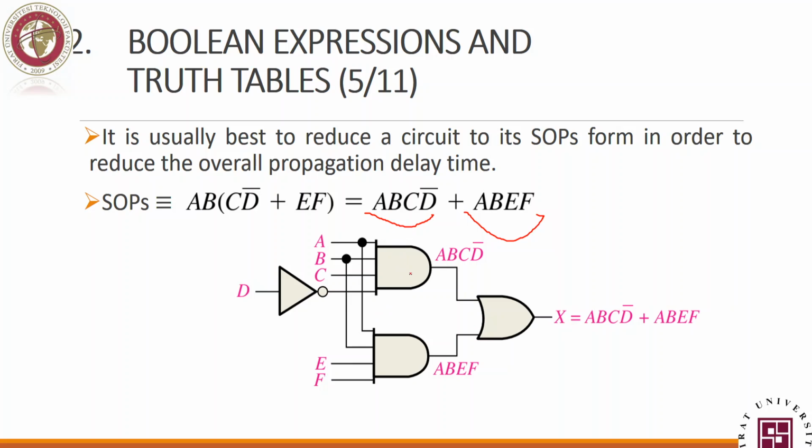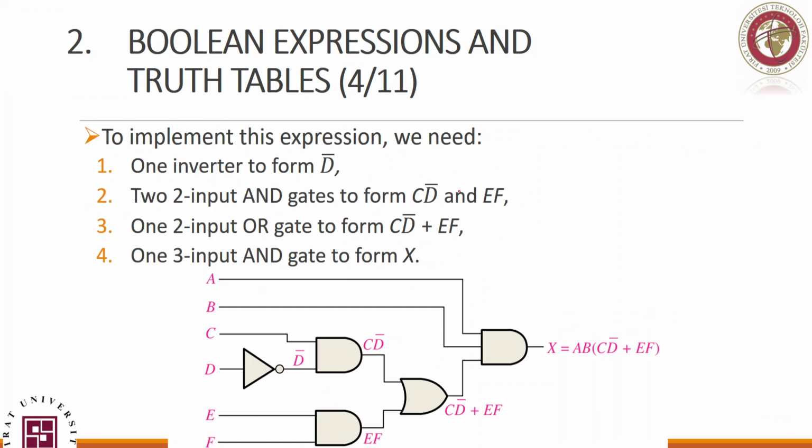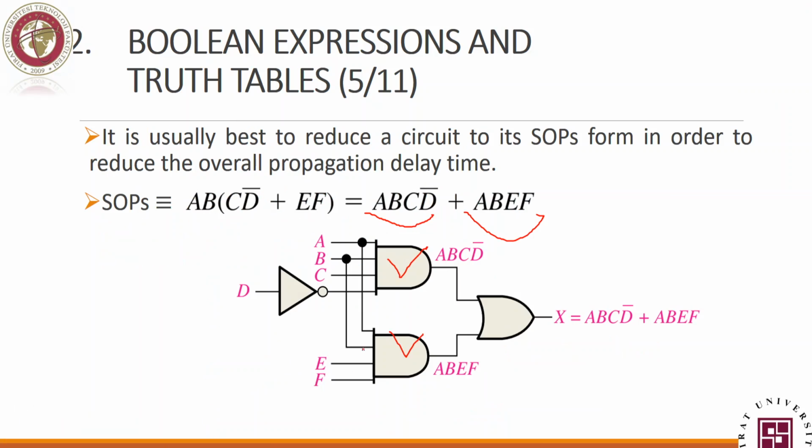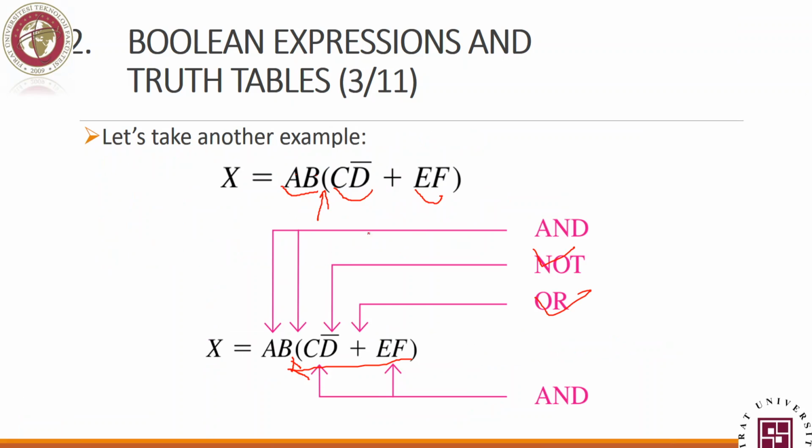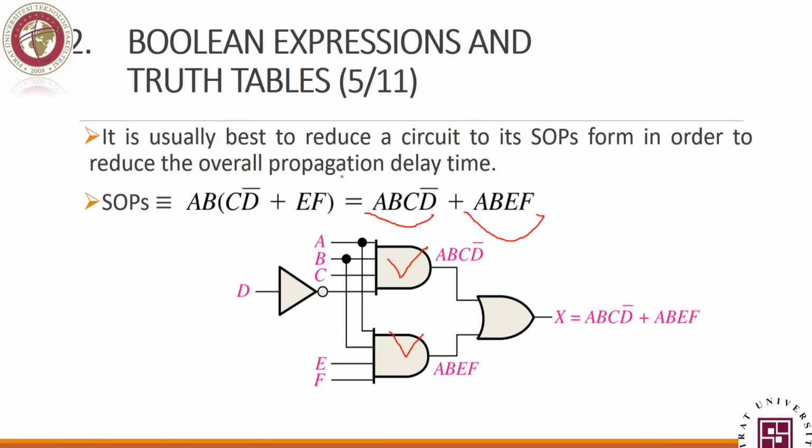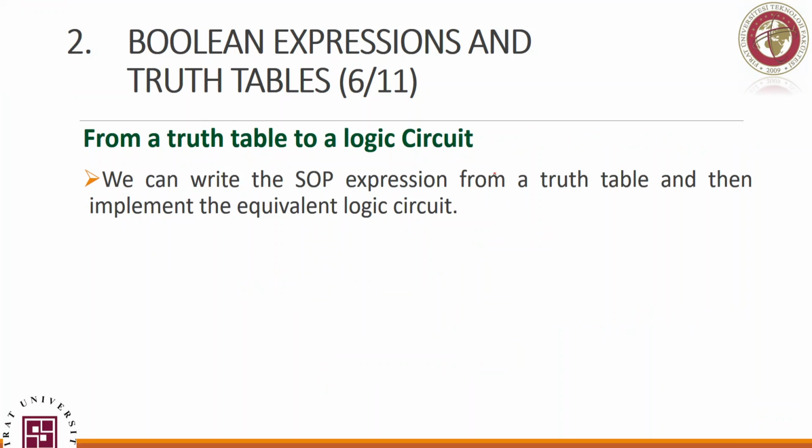We have two AND gates with four inputs, A, B, C, D, and A, B, E, F, okay? One inverted, D bar, and then the output is all ORed. We have two terms, we OR them. It's up to you if you want to design this way or this way. If the question is telling you to put this one in the sum of products, you are forced to use this. This is the sum of products, SOP. All right. Okay, let's move on.